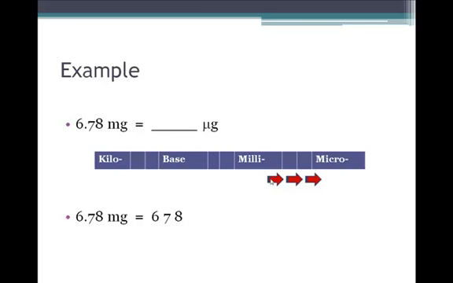So we imagine the decimal place movement from milligrams to micrograms as 3 movements, going to the right. We take our decimal point, which is between the 6 and the 7, and we move it 3 units to the right. When we move it 3 units to the right, there's an extra 0 that we need to fill in as another placeholder. That gives us our measurement in micrograms. So our answer should be 6,780 micrograms, and that's equivalent to 6.78 milligrams.